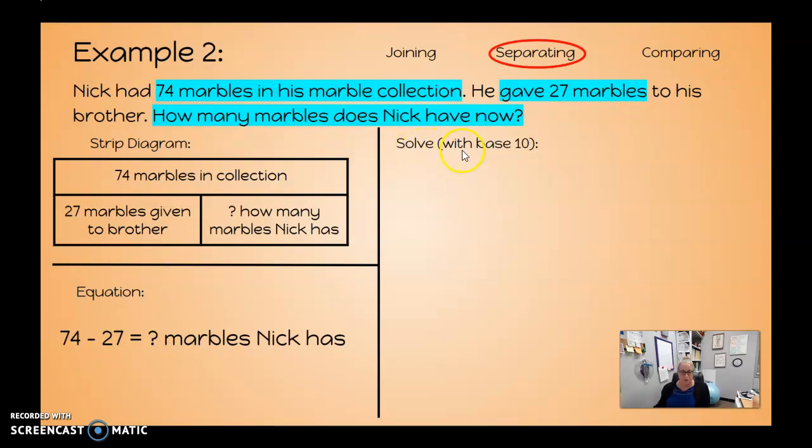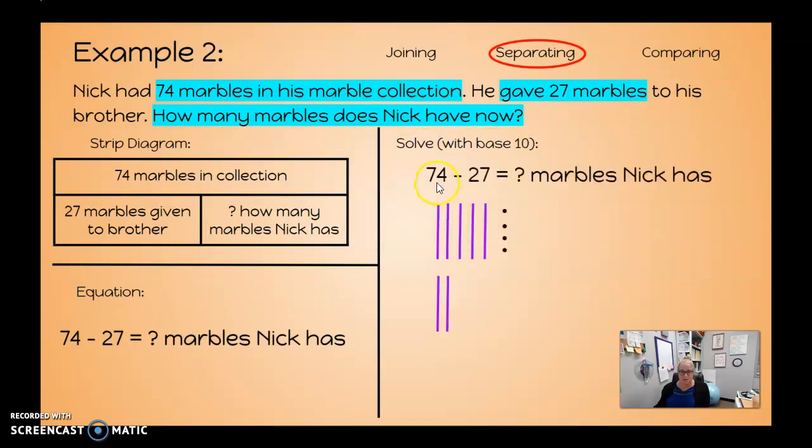Again, I'm going to solve with my base 10 blocks. So the first thing I'm going to do is model 74 marbles. So I have 10, 20, 30, 40, 50, 60, 70, 71, 72, 73, 74. And I have to take away 27 because that's how many he gave to his brother. Remember, when we take away, we cross things out to show that they have been taken away.